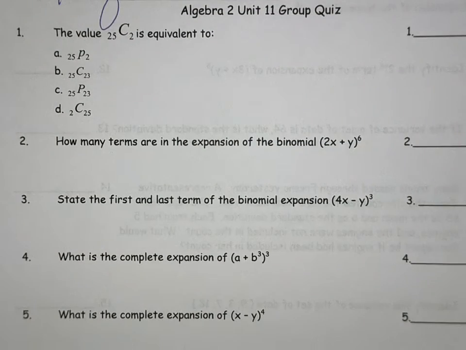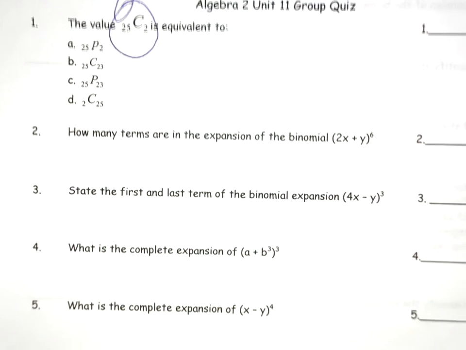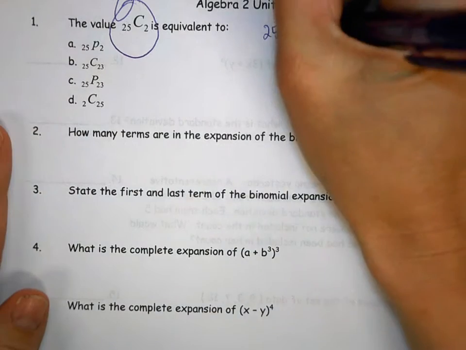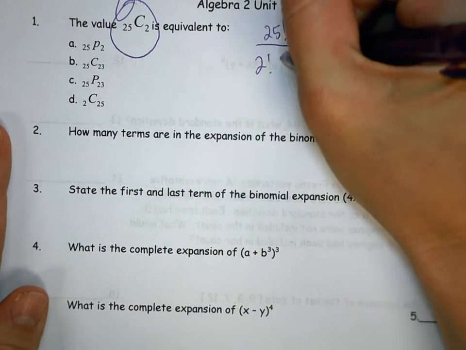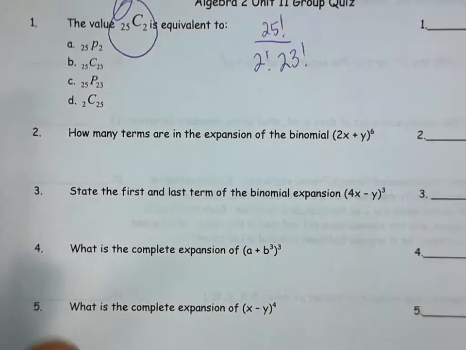Today we are going over the group quiz. Okay, so the first one, they have a problem like this where it wants you to find an equivalent expression. To start off, if I were to write this out and find the answer, how would I write it? 25 factorial divided by 2 factorial and 23 factorial. Yeah, and it doesn't matter which way you write it.